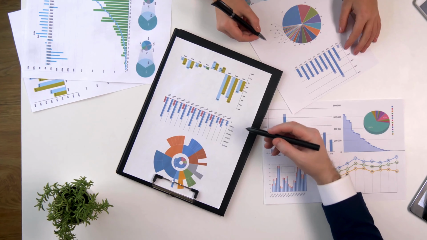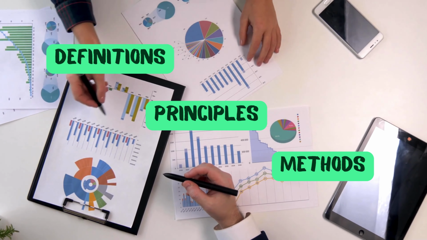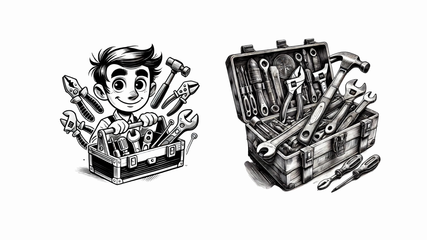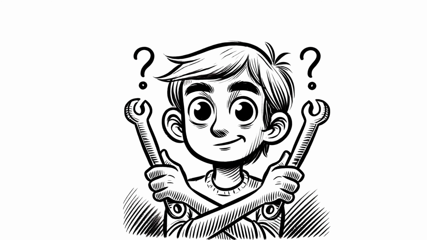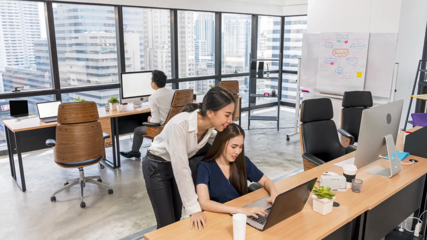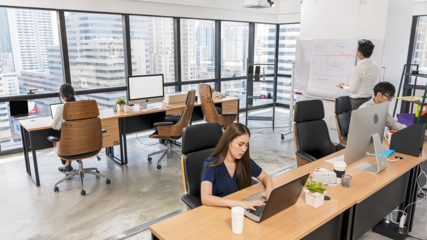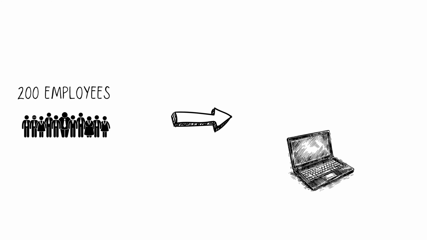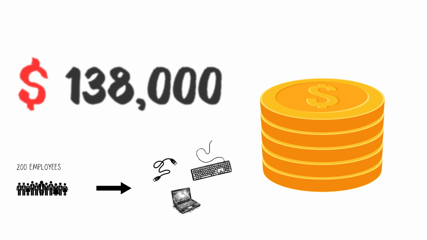Why? Some may say tracking a laptop is too easy to have a bunch of definitions, principles, and methods. Is it that important? Let's say you have a toolbox. If you don't keep track of your tools, you might lose them, forget what you have, and buy duplicates you don't need. Bigger picture, you're running an organization of 200 employees, and IT assets are more than just a single laptop. You have 200 employees who need laptops, keyboards, and cables, looking at roughly $138,000 to get everyone kitted out.